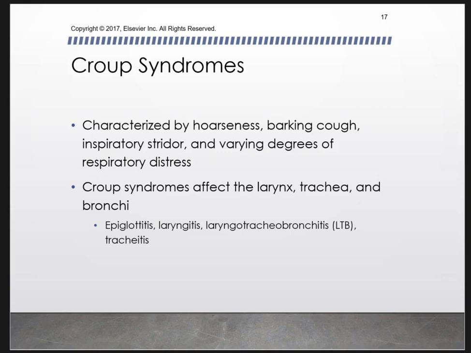So we're starting with croup syndromes first, and things that I want you to remember. Remember, you're not here in this pediatric course to become a certified pediatric nurse. You're here to be a safe generalist nurse. What that means is you have to be able to identify life-threatening emergencies. And there are some among the croup syndromes. So that's where we're going to start here. So croup affects the larynx, the trachea, and the bronchi. Okay. Within that, we have epiglottitis, laryngitis, laryngotracheobronchitis, or LTB, and tracheitis. So those are the ones that we're going to talk about.